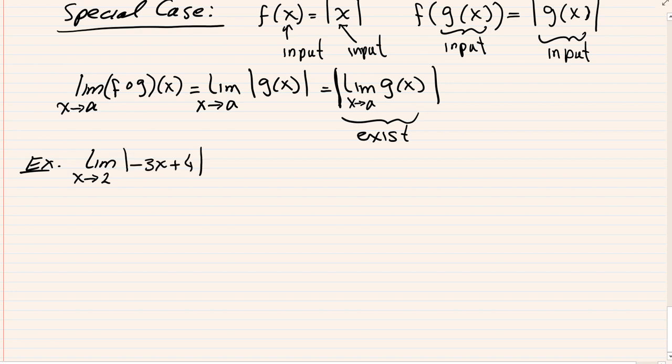Simple linear function. So I'm doing the limit of the absolute value, right? That's going to be the absolute value of the limit. You see how much easier it is to just work with the limit. Don't worry about the absolute value. Okay, and in this case, direct substitution: negative 3 times 2, negative 6 plus 4 is negative 2, and the absolute value of that is 2. There, we're able to do the limit of the absolute value.